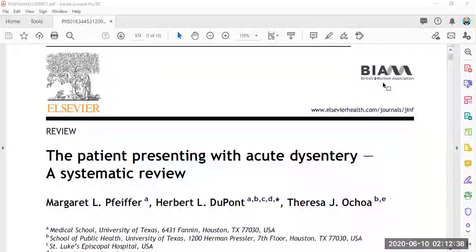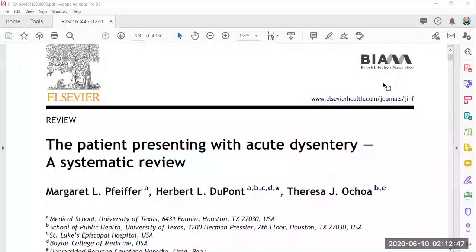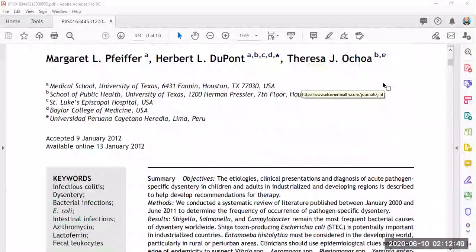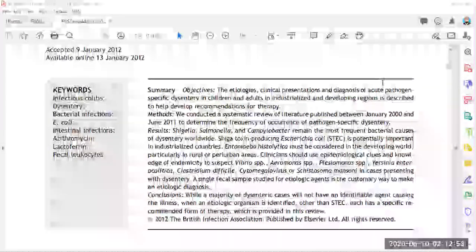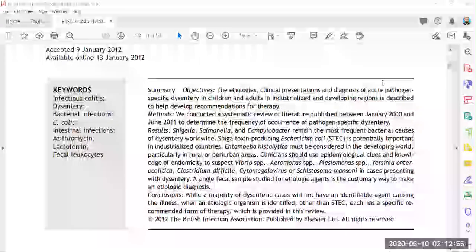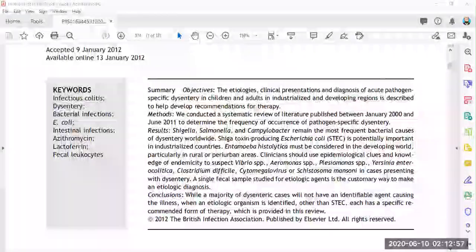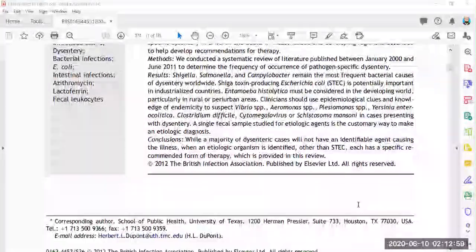The paper title is "The patient presenting with acute dysentery: a systematic review." This paper is very important because it is a systematic review published between 2000 and 2011, discussing the frequency of occurrence of dysentery.